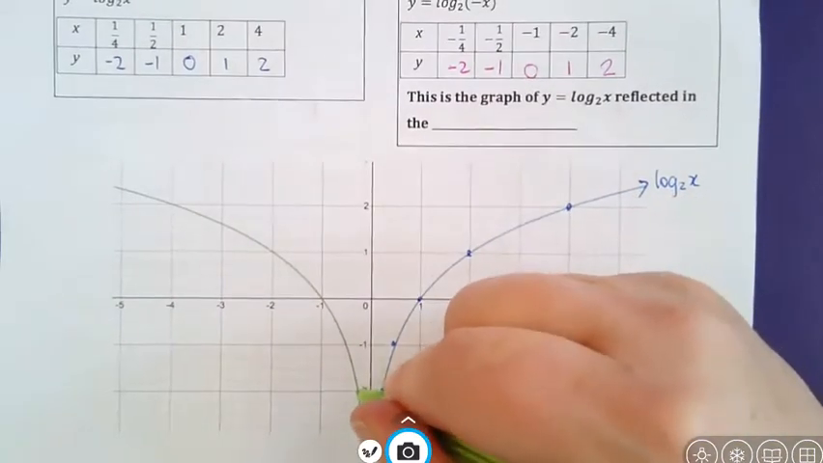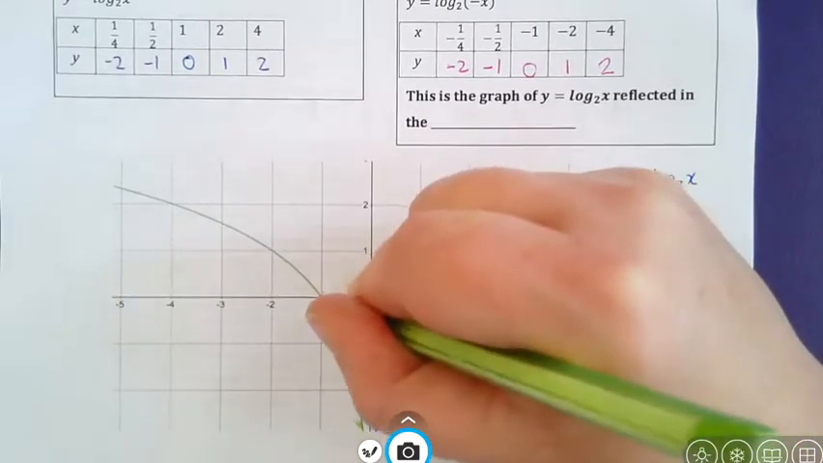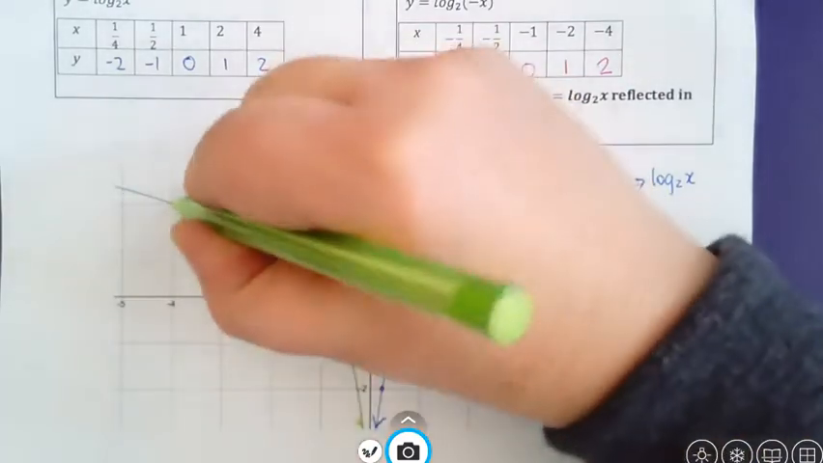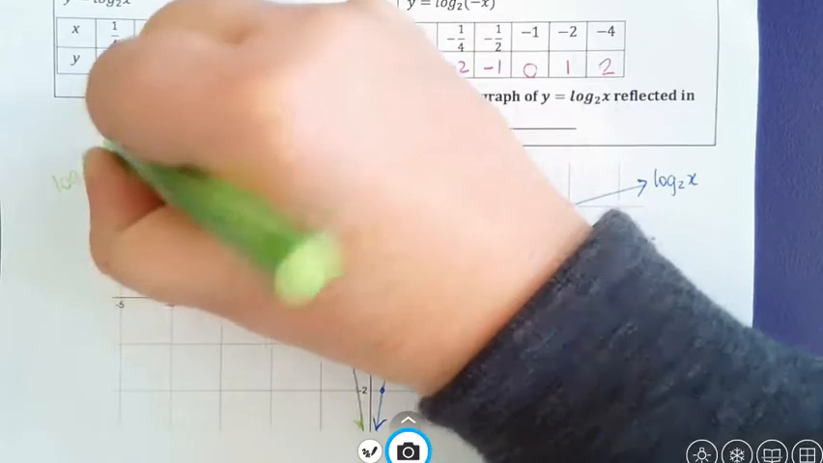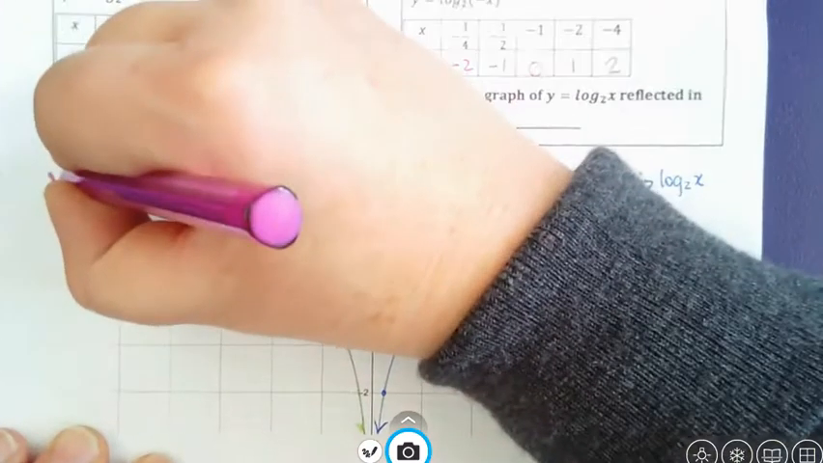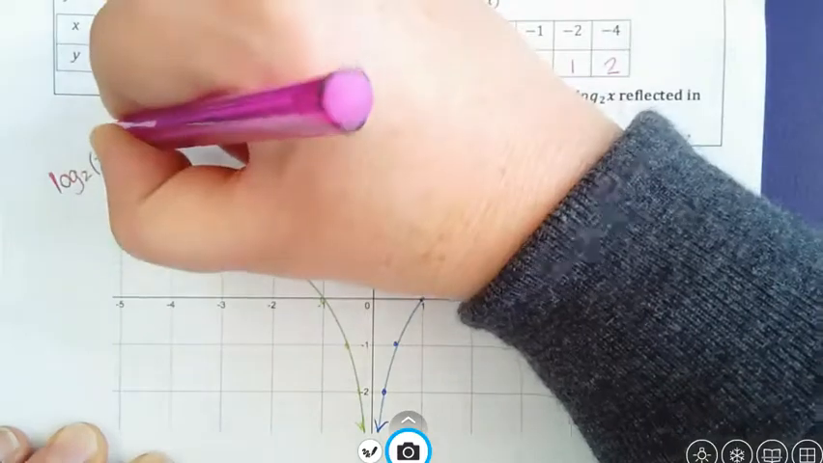Negative a quarter, negative 2. Negative a half, negative 1. Negative 1, 0. Negative 2, 1. And negative 4, 2. So this is log to the base 2 of negative x. So you can't see that very well. I'll do it in pink. Log to the base 2 of negative x.